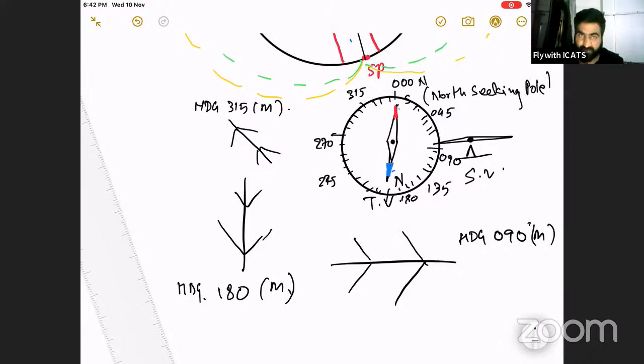In the meanwhile, we have a couple of questions in the chat. Yes, aircraft itself is a magnet. Aircraft has its own magnetism called aircraft magnetism, because of which we calibrate a compass and have compass correction cards.